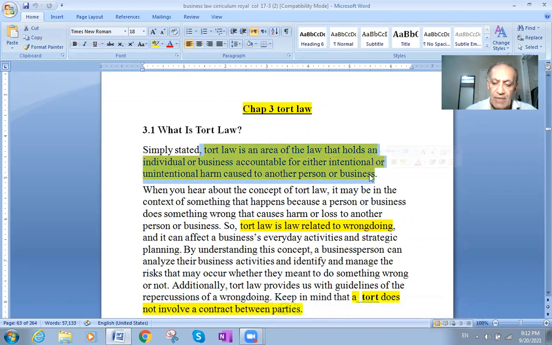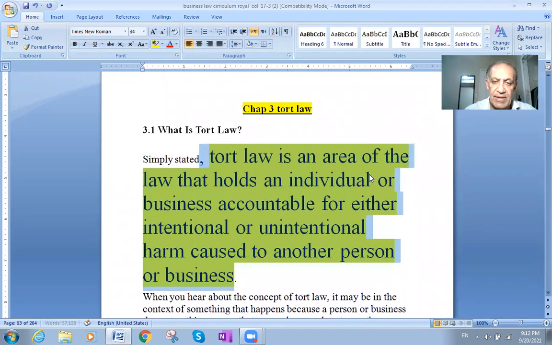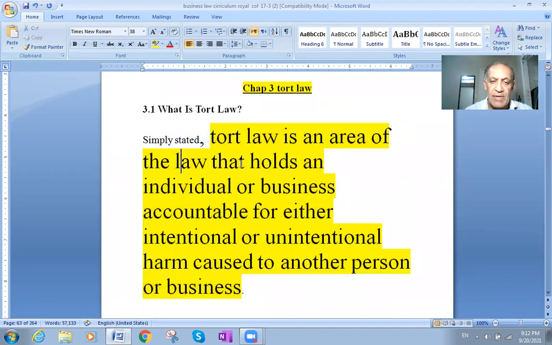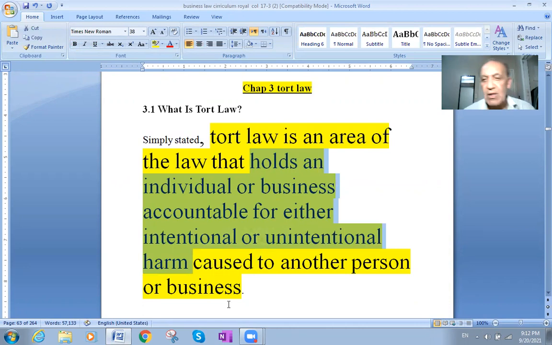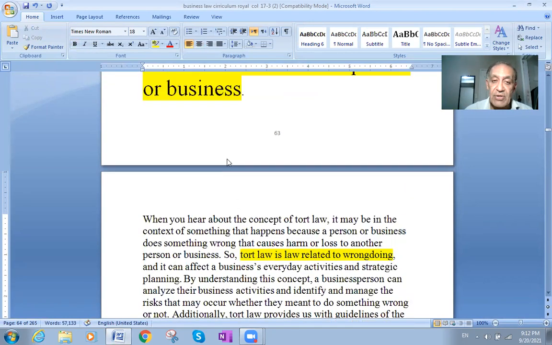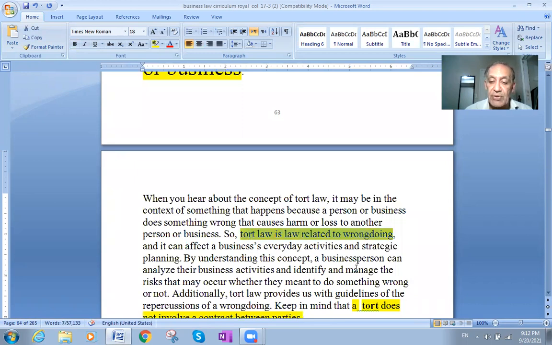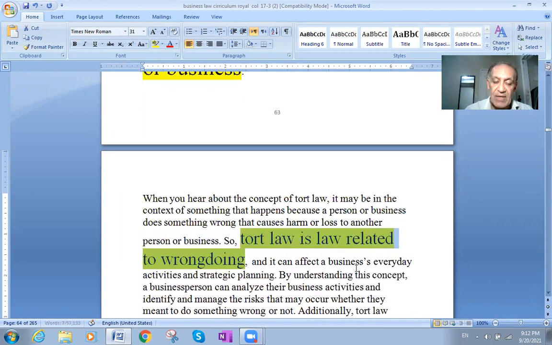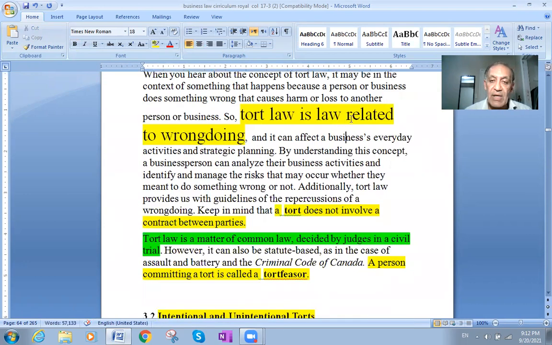Tort law is the area of law that holds an individual or business accountable for their intentional or unintentional harm. This is one of the aspects of tort law: there is a harm from one person to another, or a person causes harm to another person. So tort law is related to wrongdoing.